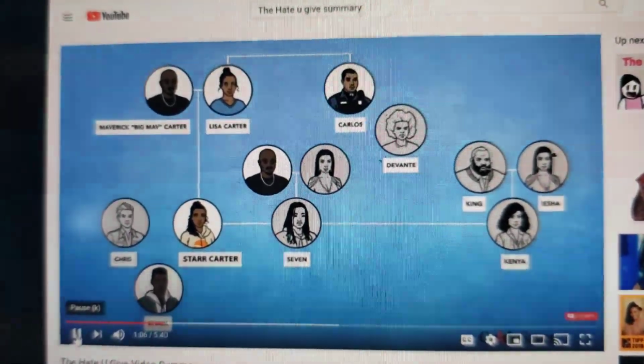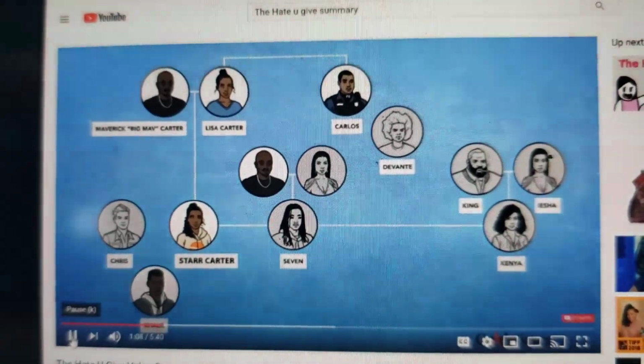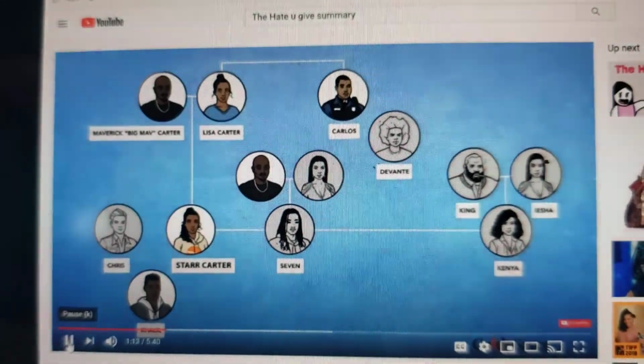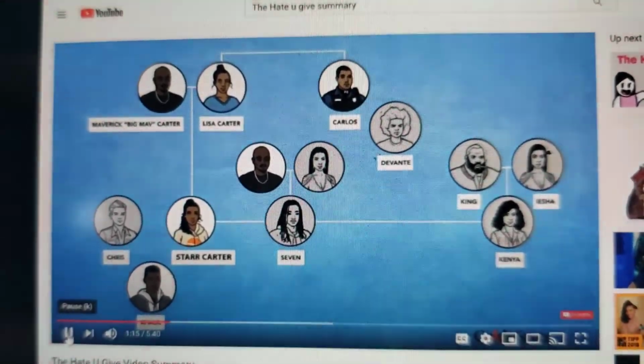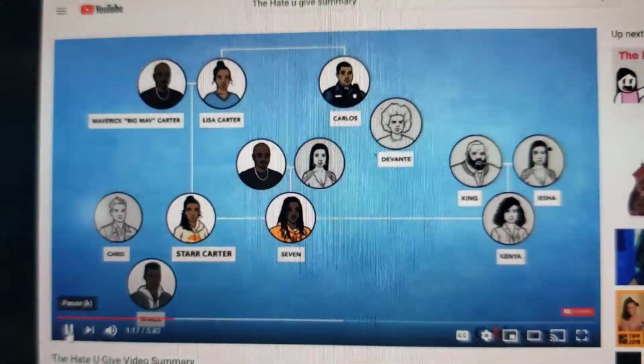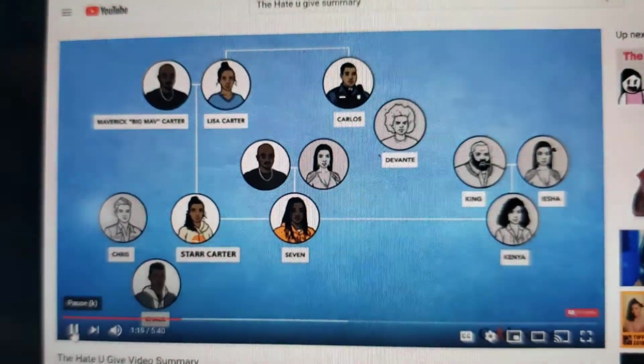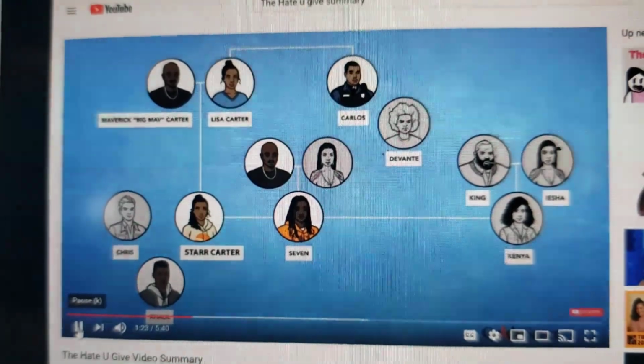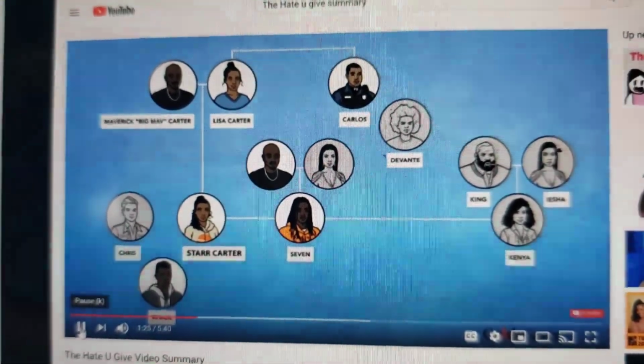Carlos is Lisa's brother, who serves as a police officer in the same force as the officer who shot Khalil. He lives in a suburb that is wealthier than Garden Heights. Seven is the older son of Maverick and Aisha and is Starr's half-brother. He has a close and supportive relationship with Starr, and they play basketball together every month.